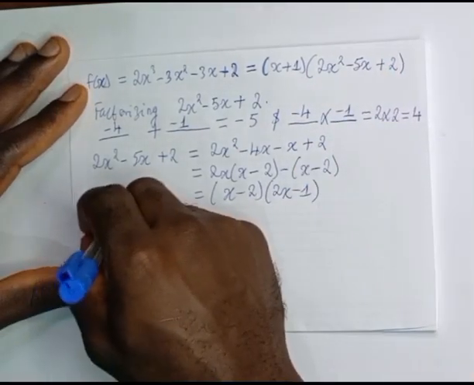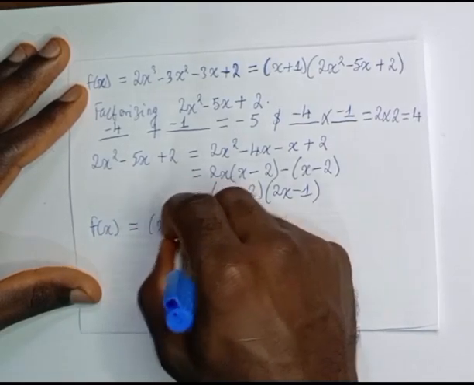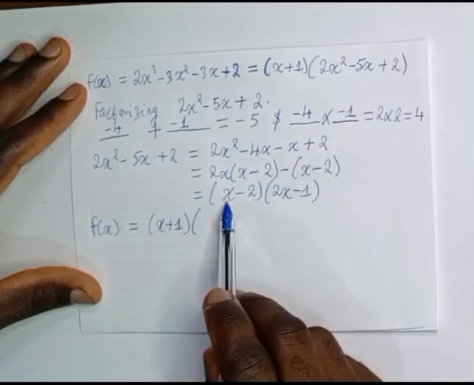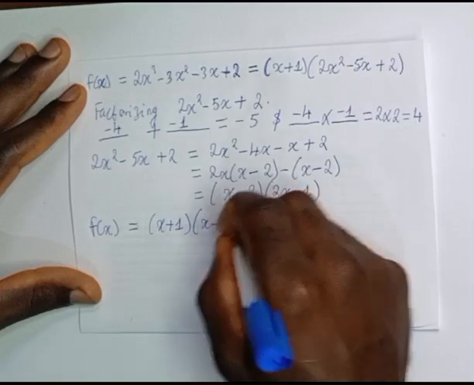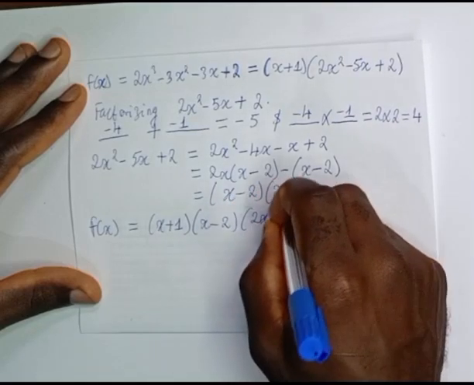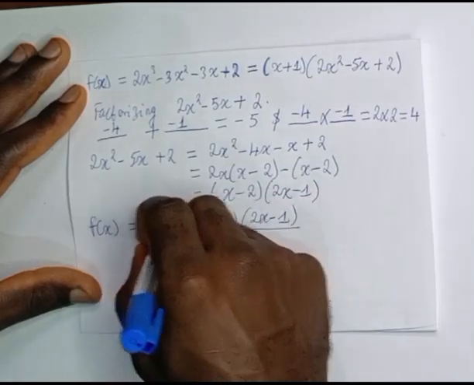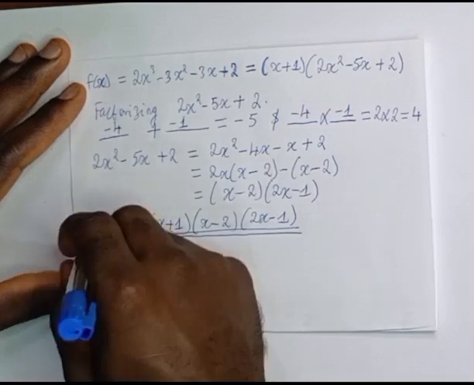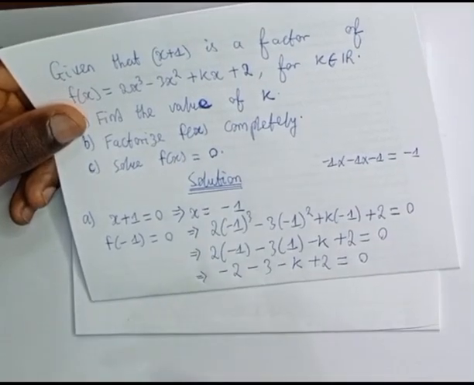This will give us our polynomial f of x to be equal to x plus 1 times, we have to replace this quadratic factor with x minus 2 times 2x minus 1. So this is a factorization of the polynomial f of x. We move now to Question C, which is the last question. Question C is asking us to solve f of x equal to 0.